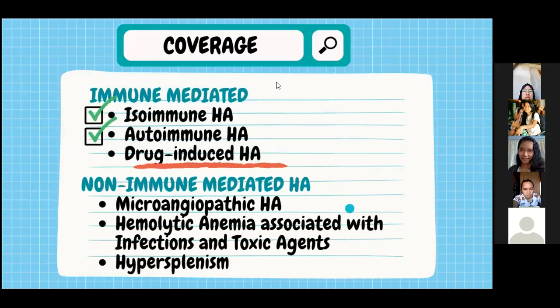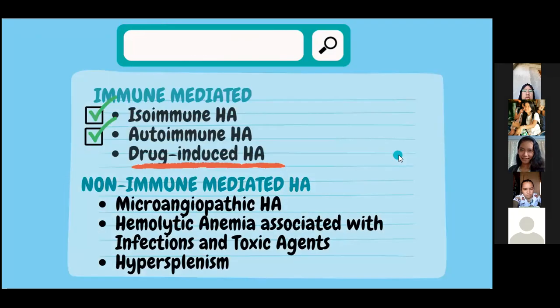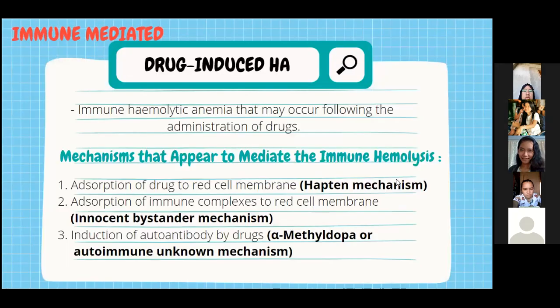And for the drug-induced hemolytic anemia, next slide. It is immune hemolytic anemia that may occur following the administration of drugs. The mechanisms that appear to mediate the immune hemolysis are the absorption of drug to the red cell membrane, or the Hapten mechanism. The Hapten mechanism is an immune response only when attached to a large carrier.